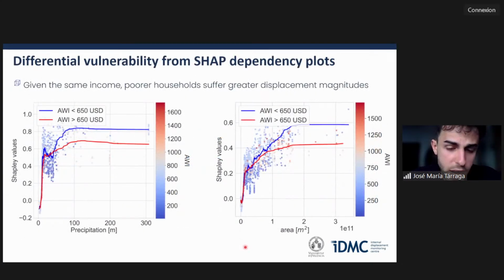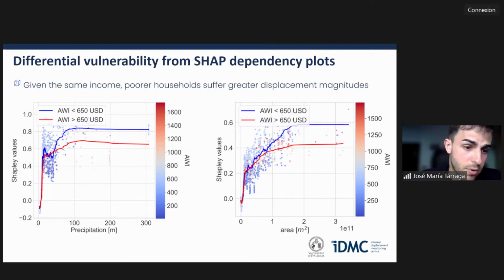And once you have these Shapley values, you can also run different scatter plot analyses to investigate the question of differential vulnerability, which is something that popped up in literature quite a lot. It's the concept that, given the same disaster impact or the same exposure, you will have different magnitudes of displacement or of economic damage, etc. So this is something that we visualize here with our models.